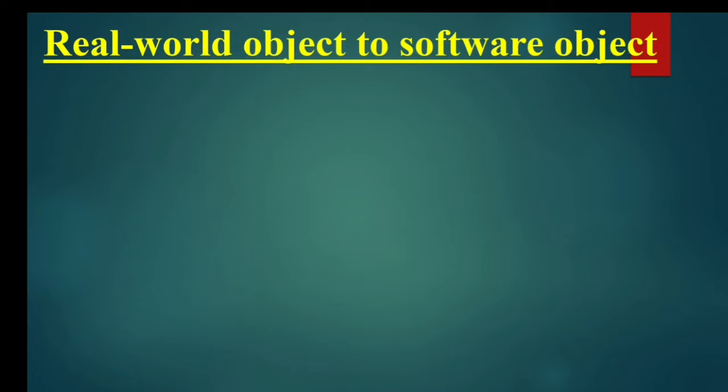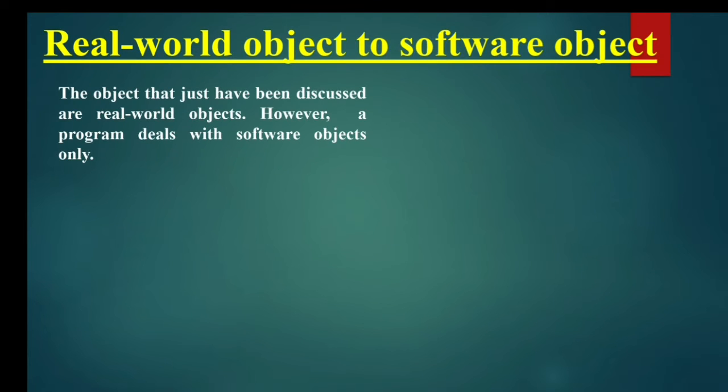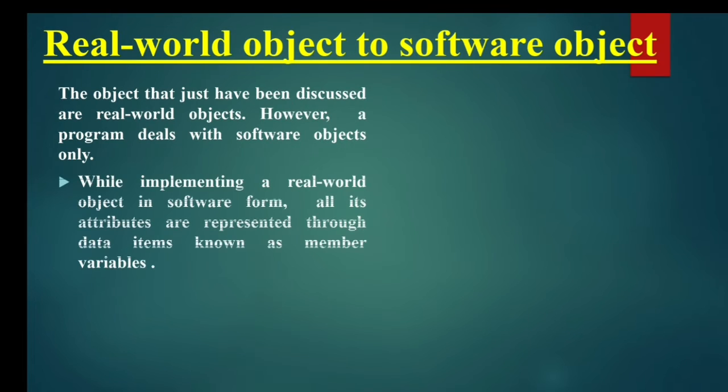Real world object to software object. The objects that have just been discussed are real world objects. However, a program deals with software objects only. We can't write any program for the real world object. We can write the program using the software objects. How will we convert this?